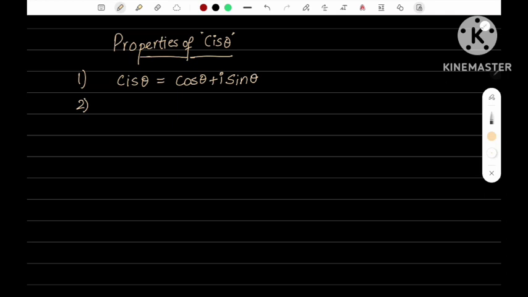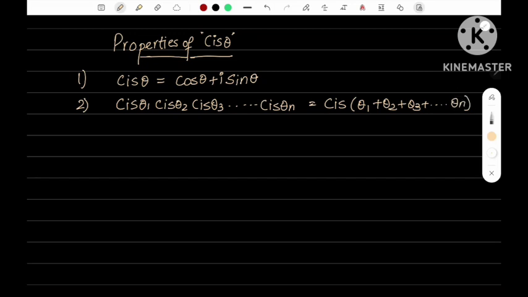Second property: cis theta 1, cis theta 2, cis theta 3, multiplied up to, let us say, cis theta n. When we multiply cis theta 1, cis theta 2, cis theta 3, and so on to cis theta n, what we get is cis of theta 1 plus theta 2 plus theta 3 plus theta n. This is a very important property. Mostly in problem solving, this will be used.